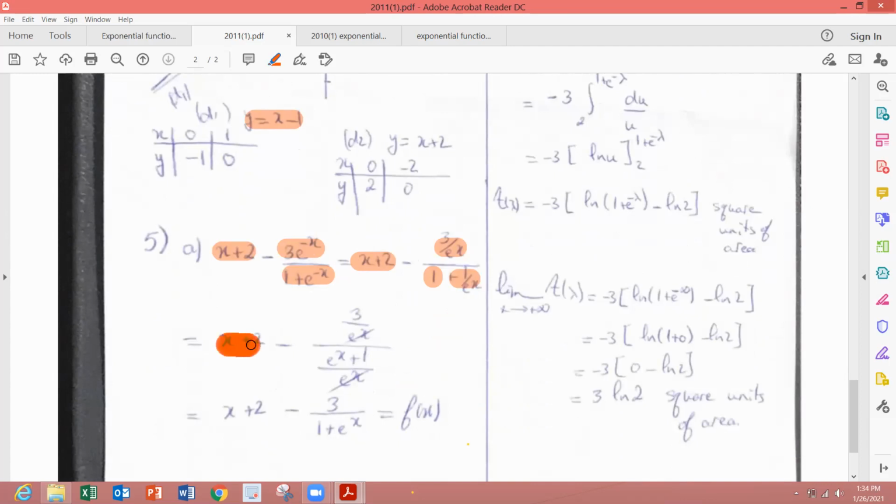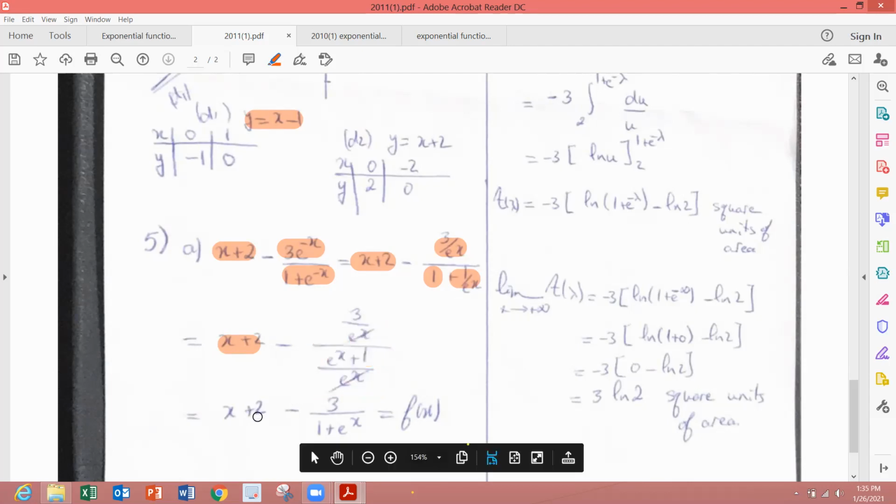So it becomes x plus 2 minus 3 over e to the x, over, taking the LCM, (e to the x plus 1) over e to the x. I simplify this e to the x with that e to the x. It becomes x plus 2 minus 3 over 1 plus e to the x, which is the given f(x).